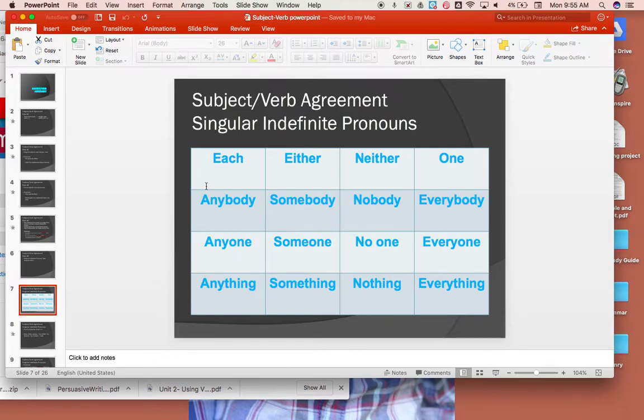They organize them. So each, think about it, it's singular because you're not talking about something as a whole. You're talking about them separately. The same with either. And then all of these: body, we know body is one, everybody, nobody, somebody, anybody, and then just one. That's one, singular. Thing, anything, something, nothing, everything. Think about thing as one, singular. So if you have any of these as a subject, you're going to choose a singular verb.